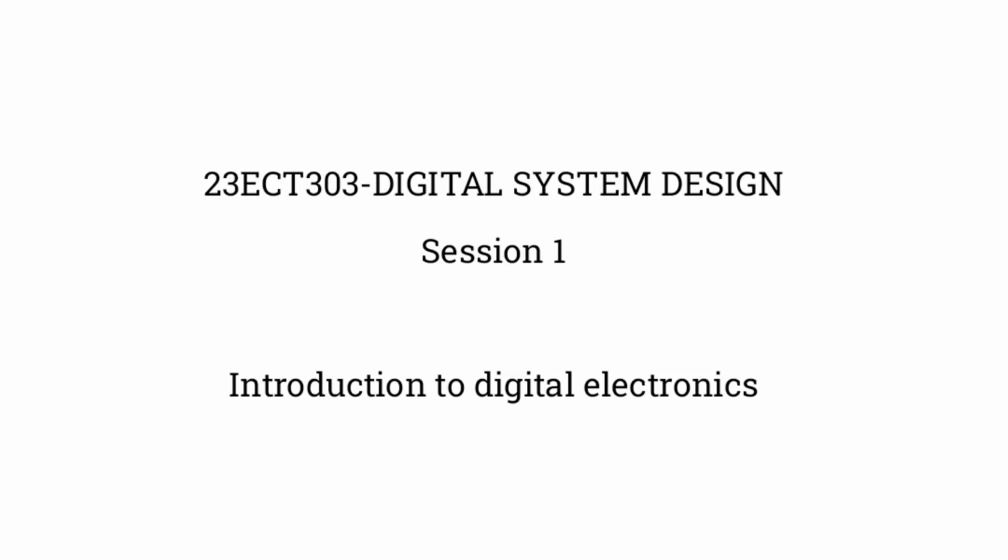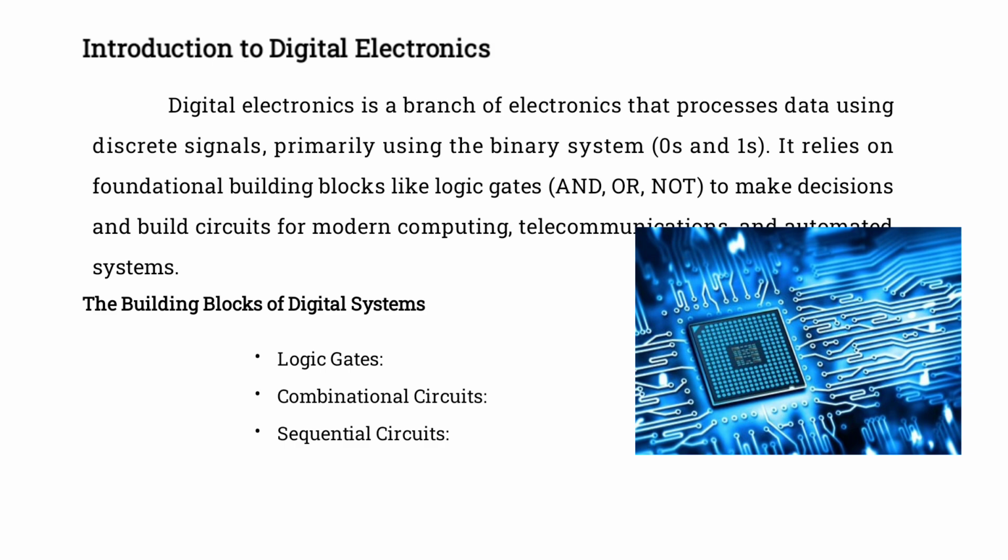As a first topic in digital system design, we are going to discuss an introduction to digital electronics. First, what is meant by digital electronics? Digital electronics is a branch of electronics that uses discrete signals, with binary numbers as zeros and ones. It uses fundamental blocks like logic gates AND, OR, NOT, and is used for modern computing, telecommunication, and automated systems. So, digital electronics deals with discrete signals like zeros and ones.